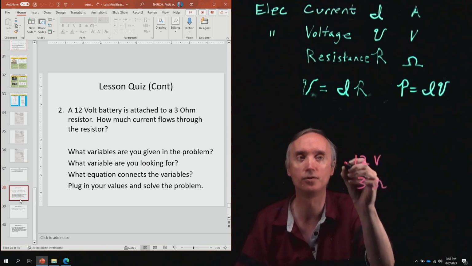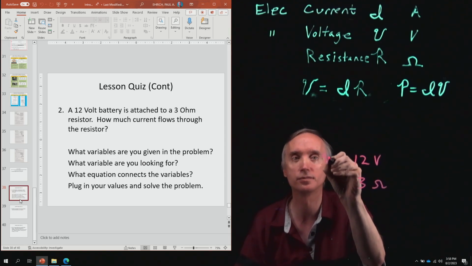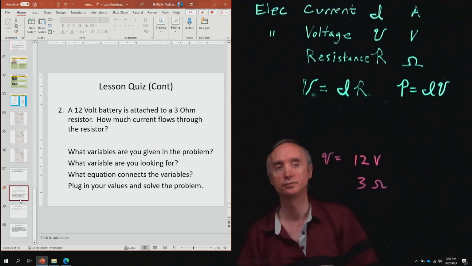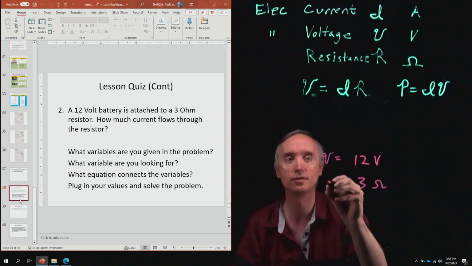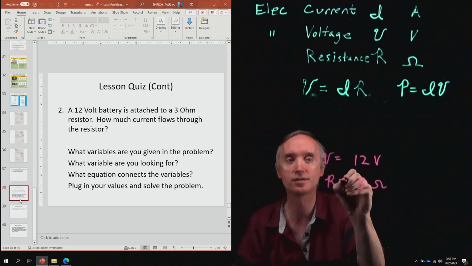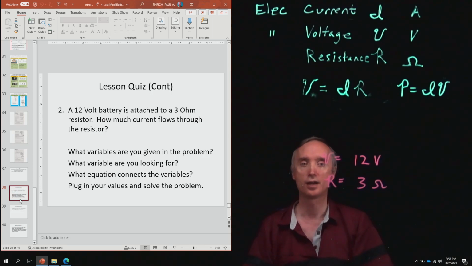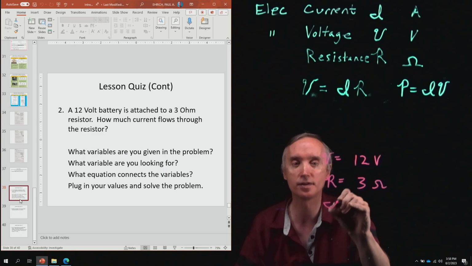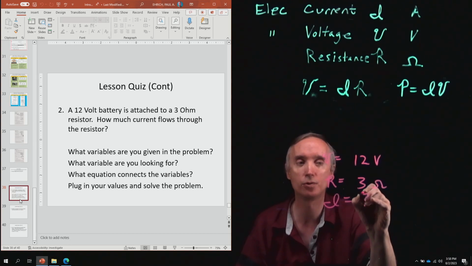So the 12 volts was the voltage. So voltage is equal to 12 volts. Okay, the 3 ohms, that was the resistance, R. Okay, what variable are you looking for? So how much current? So that's the I, and then just put a question mark there.